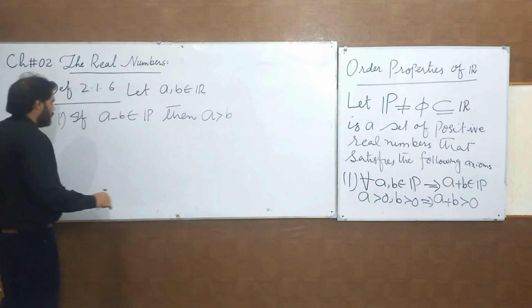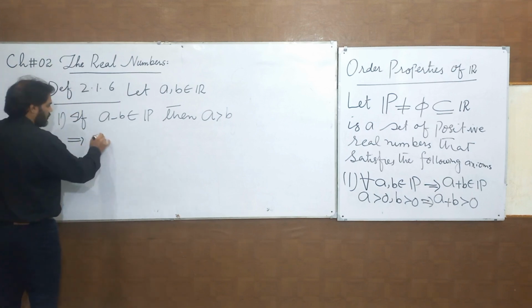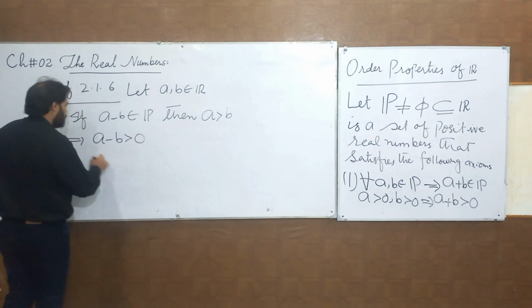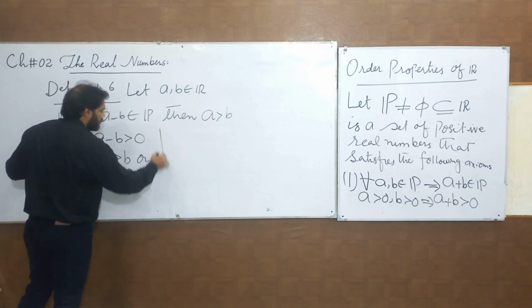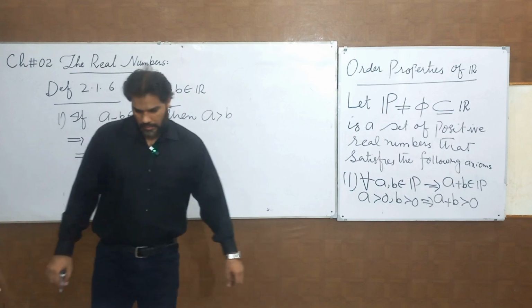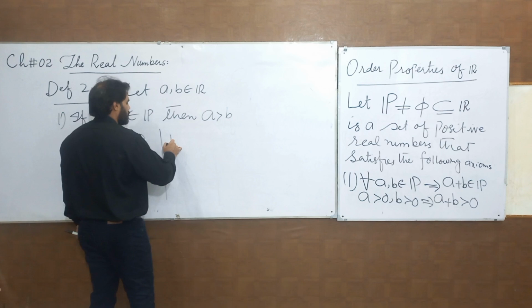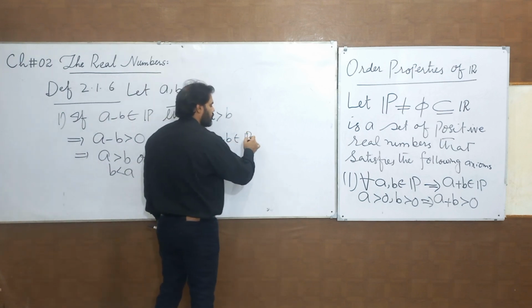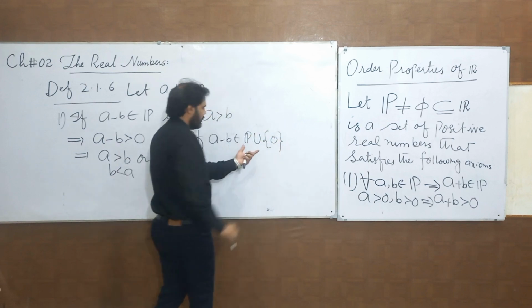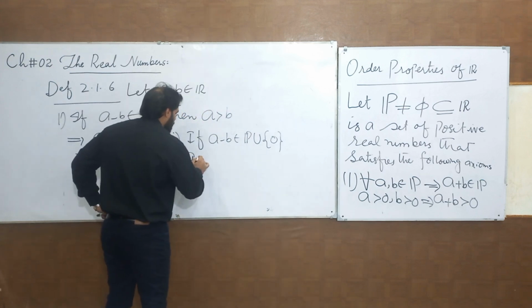How is this possible? As you know, P is the set of positive real numbers. This shows that the number A minus B is positive. By adding B on both sides, this gives A is greater than B, or B is less than A. And in the case of non-negative real numbers, the second one: if A minus B belongs to P union 0, where P union 0 means the set of non-negative real numbers, then A is greater than or equal to B.